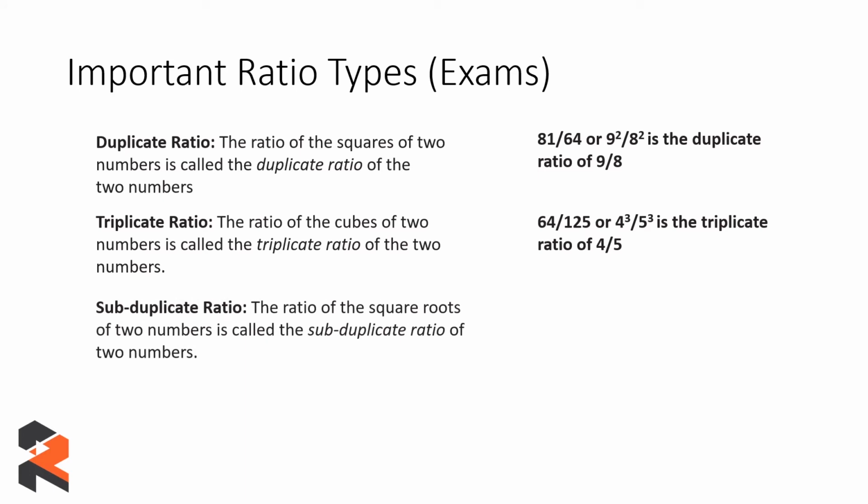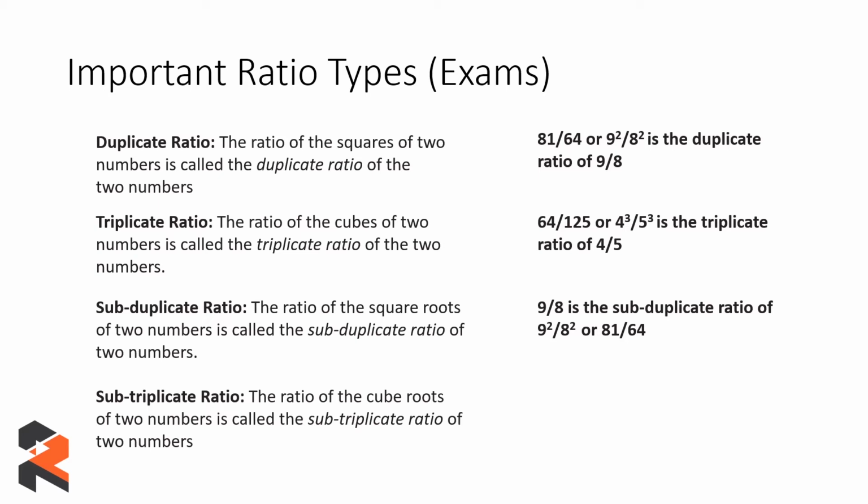Now, what is subduplicate ratio? It is just the inverse of duplicate ratio. That's the easiest way you can remember it. What is the example? We refer to the previous example wherein 9 by 8 is the subduplicate ratio of 9 square by 8 square, or 81 by 64. In a similar manner, we have subtriplicate ratio as well.